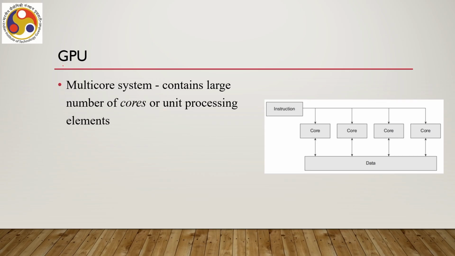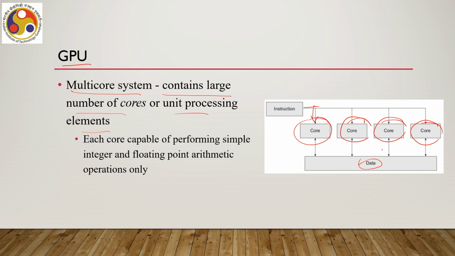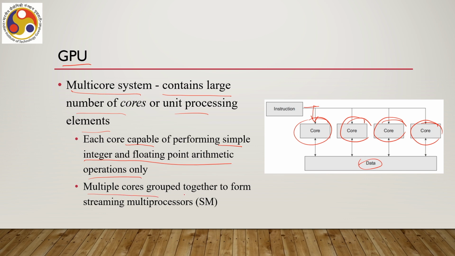Now, GPUs are typically multi-core systems, that means they contain a large number of cores or unit processing elements, as shown here. You can see multiple cores are there in the GPU. They work on a single instruction. So, all the cores work simultaneously on an instruction and produce data simultaneously. Each core is capable of performing simple integer and floating point arithmetic operations only, and multiple cores group together to form what are called streaming multiprocessor units.